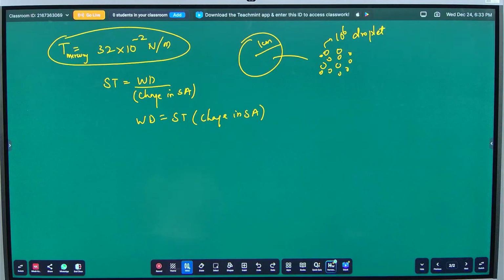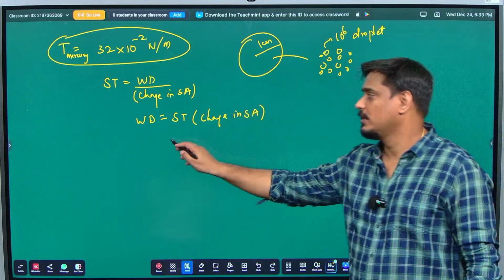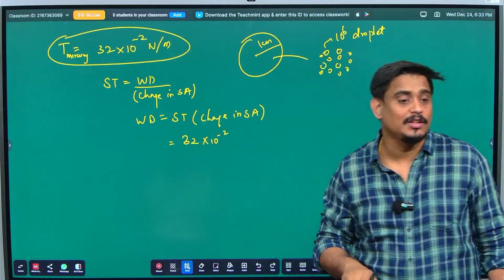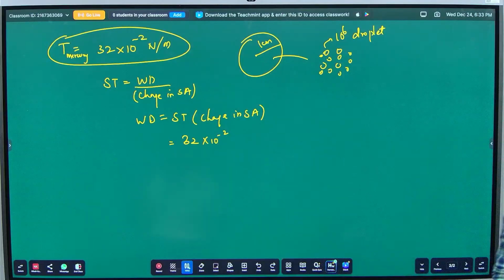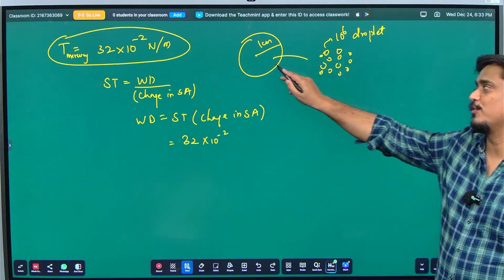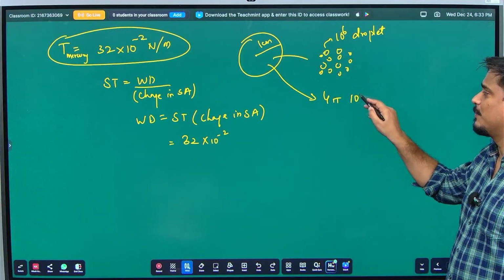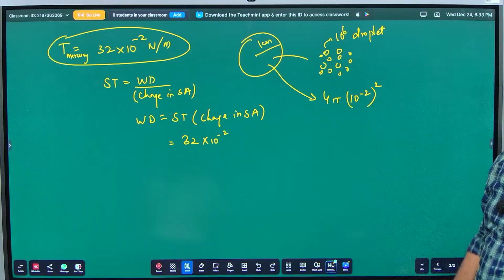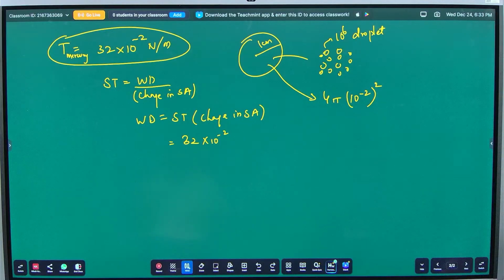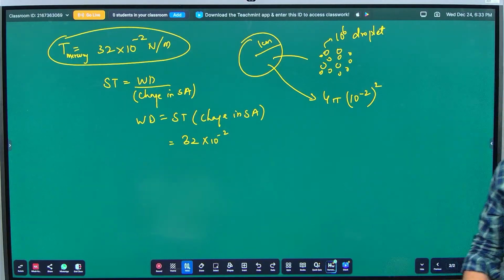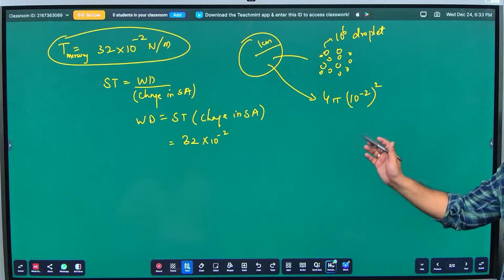I hope you are understanding this. Now surface tension is known, which is 32 times 10 to the power minus 2. What is not known? Change in surface area. How to find that? Surface area of a sphere is 4 pi r square. For the big drop, r is 10 to the power minus 2, the whole square, since 1 centimeter is 10 to the power minus 2 meter.